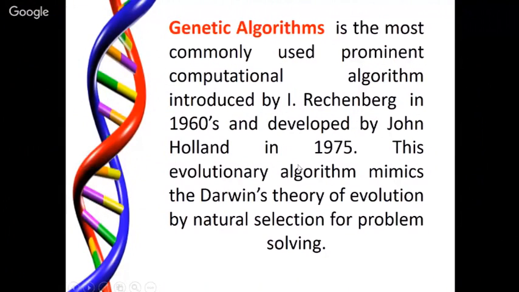So now, next we will go into genetic algorithm. Okay. So genetic algorithm is the most commonly used prominent computational algorithm introduced by Rechenberg in 1960 and developed by John Holland in 1975. This is an evolutionary algorithm which mimics Darwin's theory of evolution.